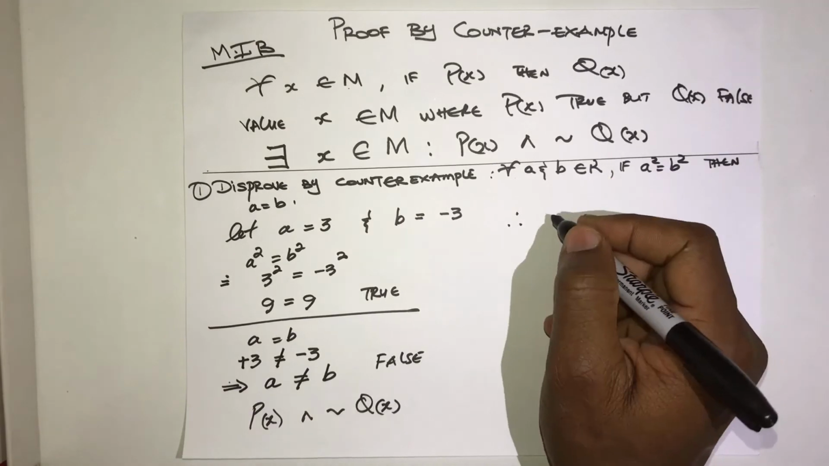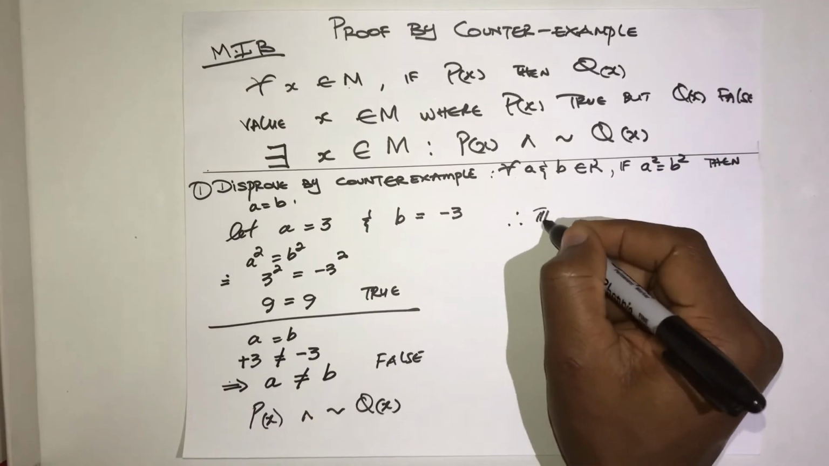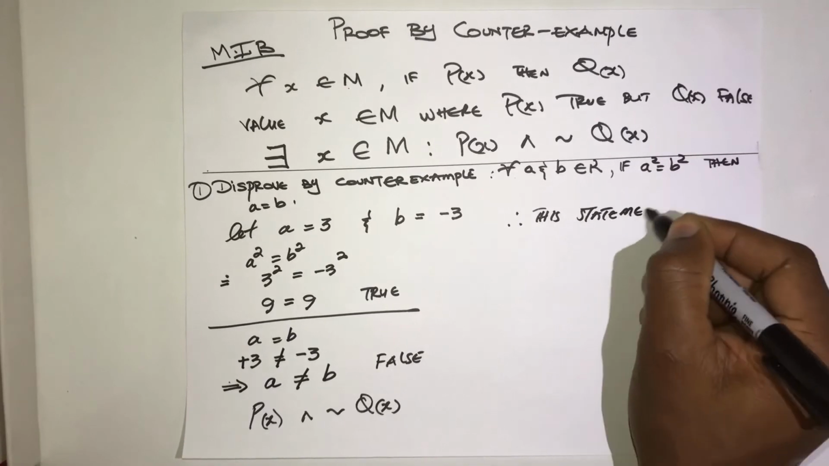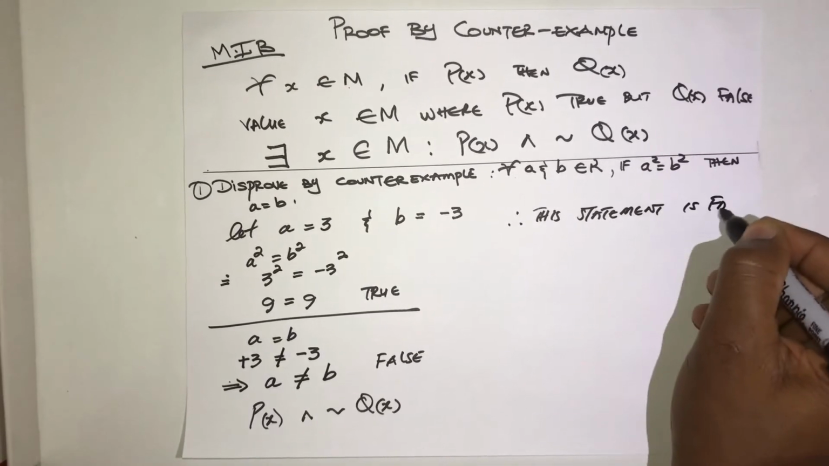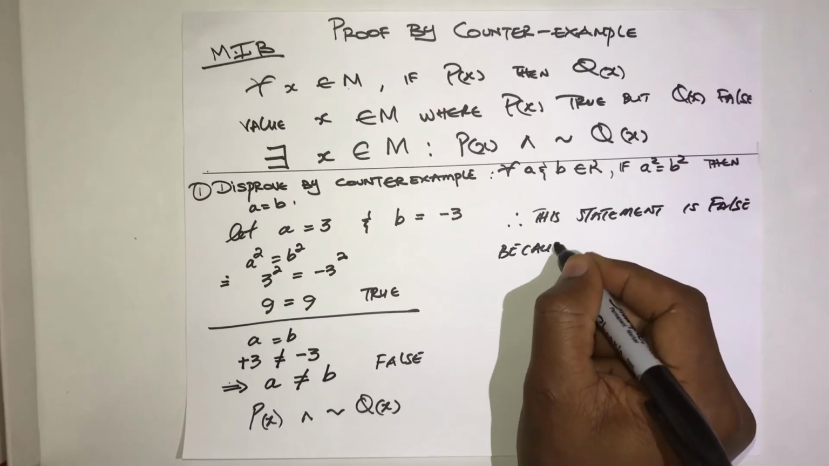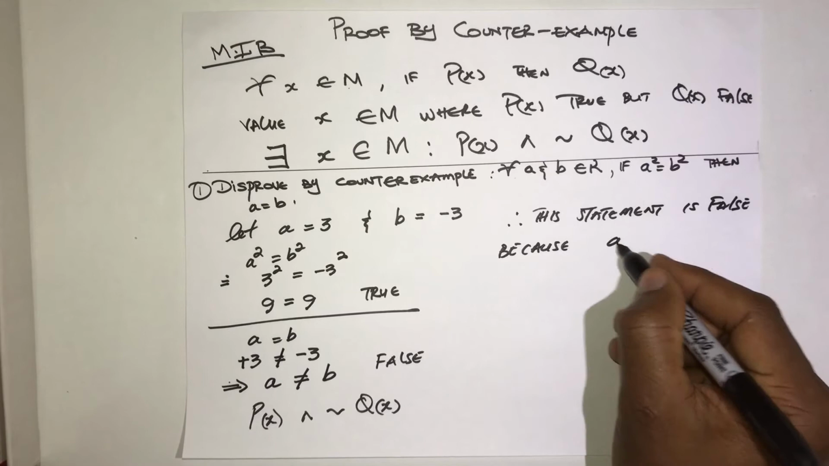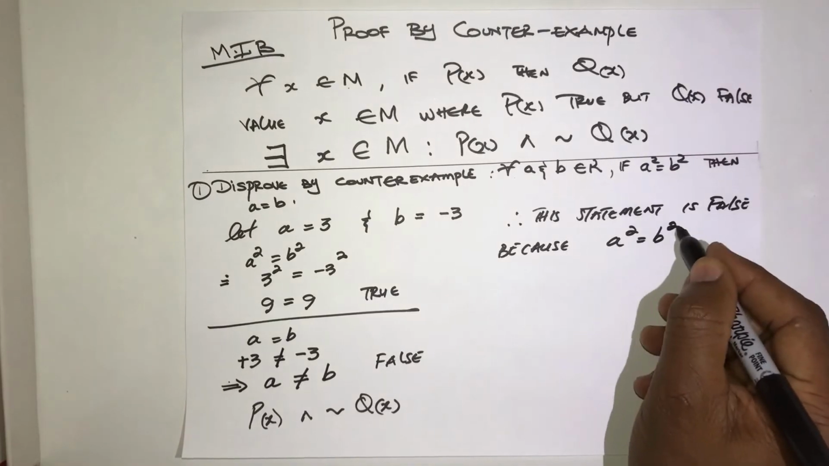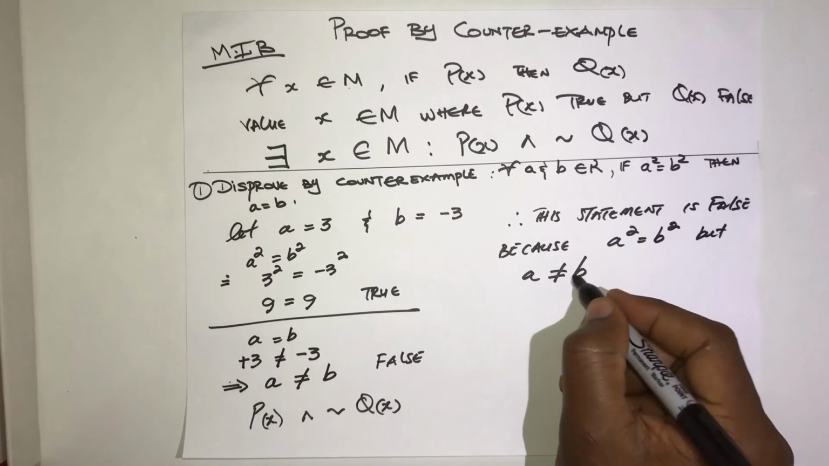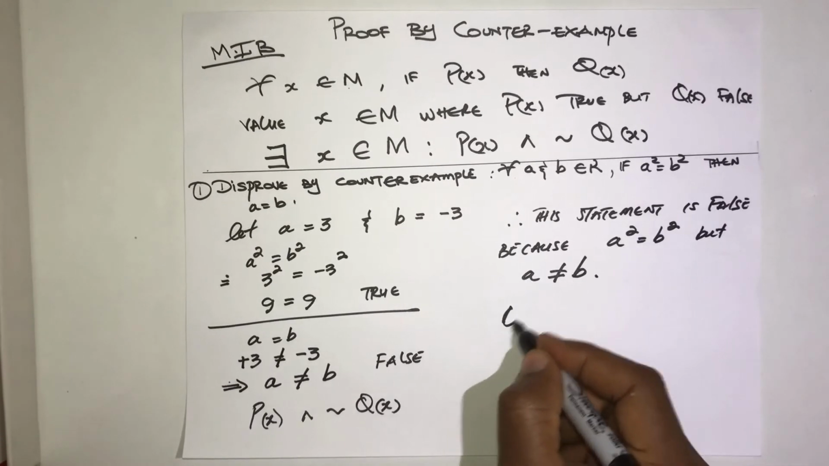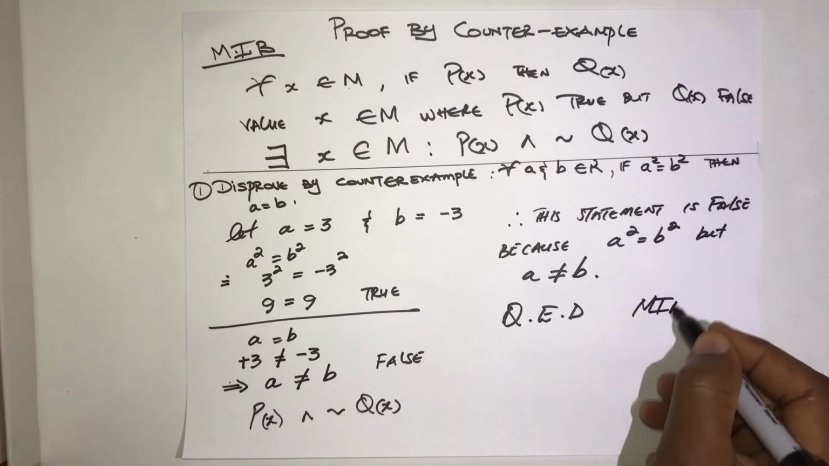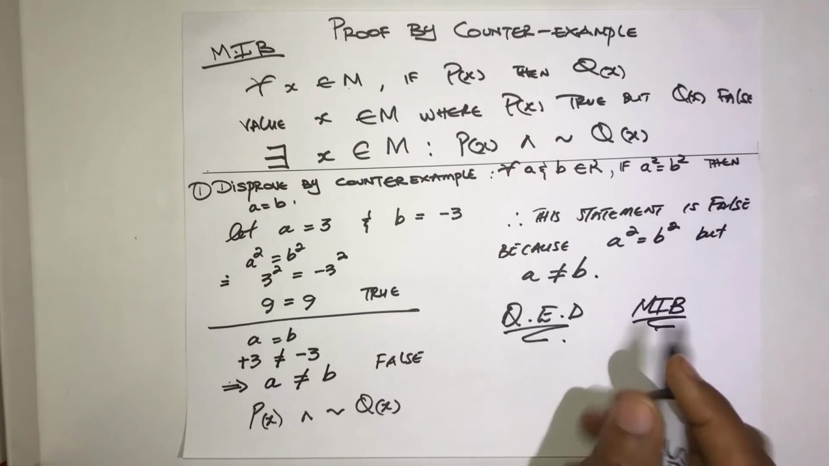Therefore, this statement is false because a squared is equal to b squared, but a is not equal to b. Question excellently done. Math is beautiful.